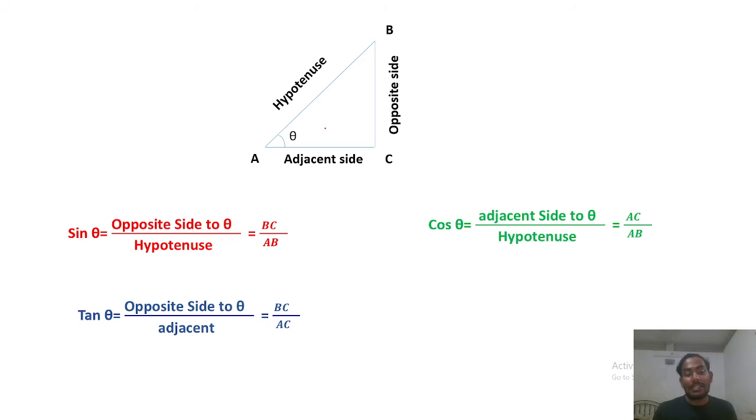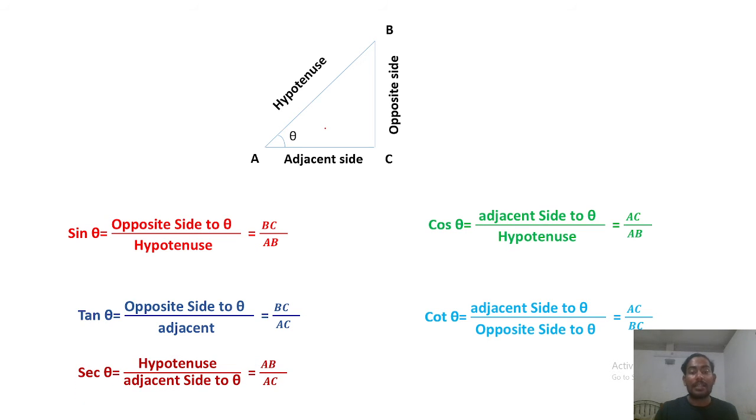In a similar fashion, tan theta is the ratio of the opposite side of theta to the adjacent side of theta, right? And cot theta is the ratio of the adjacent side to the opposite side of theta. Sec theta is the ratio of the hypotenuse to the adjacent side, and cosec theta is the ratio of the hypotenuse to the opposite side of theta, right?